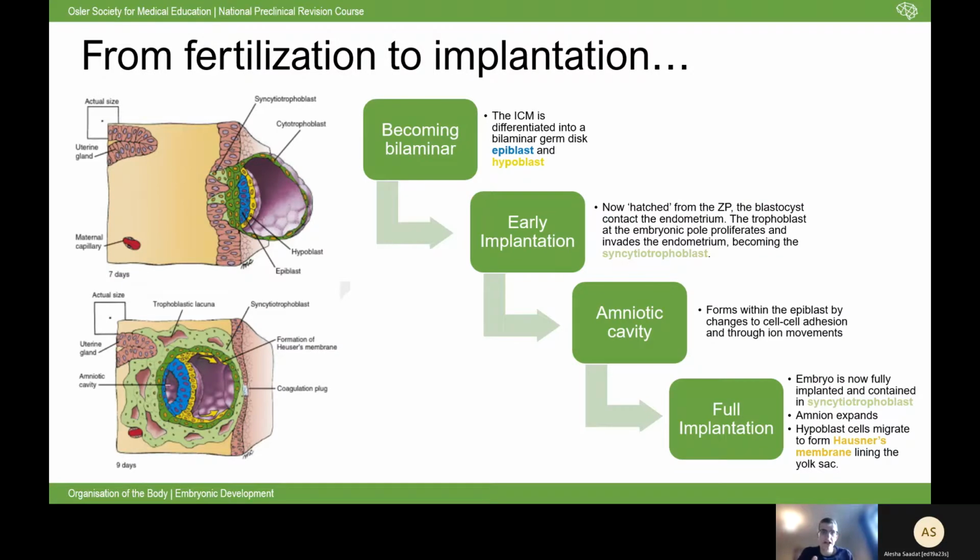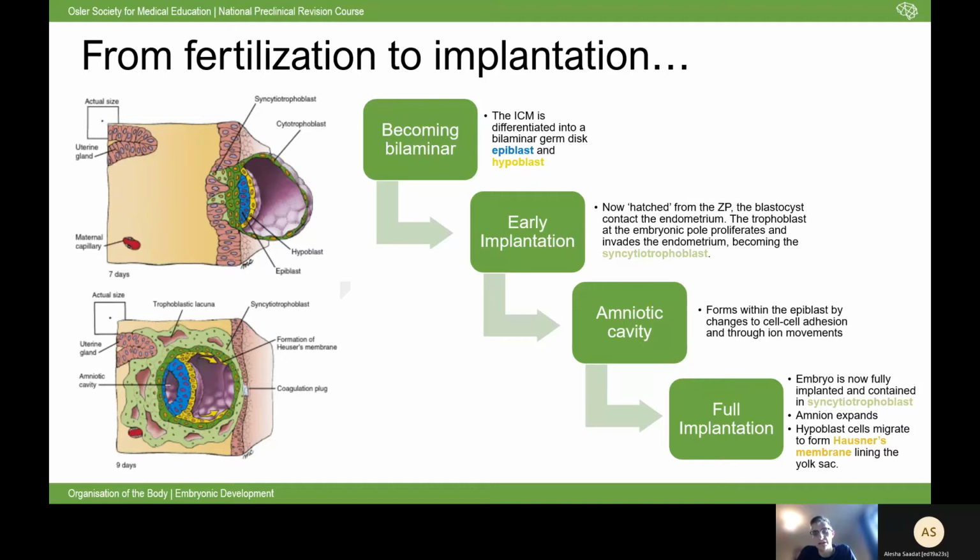So speaking of that inner cell mass that we've talked about as the group of cells that are going to give rise to the embryo proper, the first kind of differentiation event within that group of cells is differentiation into the epiblast and the hypoblast. We call that a bilaminar germ disc. And around the same time as this, we get implantation into the endometrial wall. So the blastocyst hatches from that zona pellucida and makes contact with the endometrium, and that's when that trophoblast undergoes a number of key cell changes in order to adhere to the endometrial wall and eventually form the placenta.